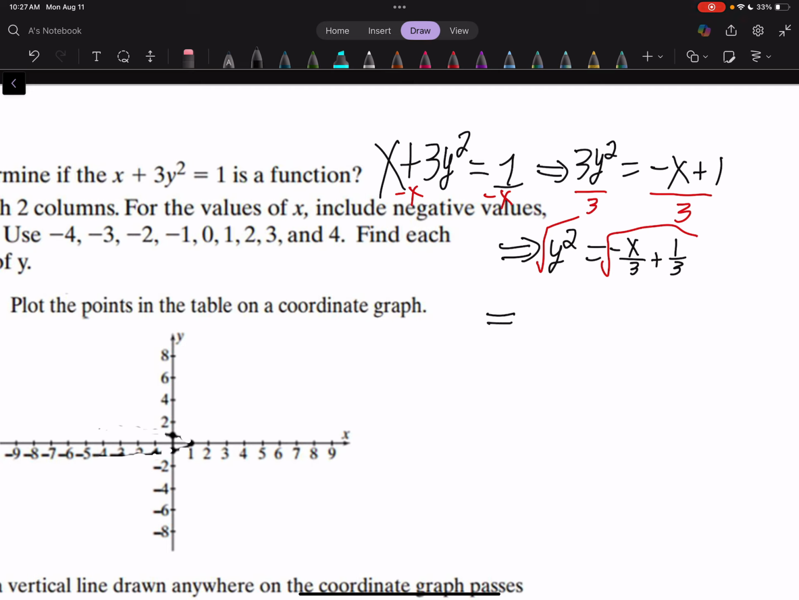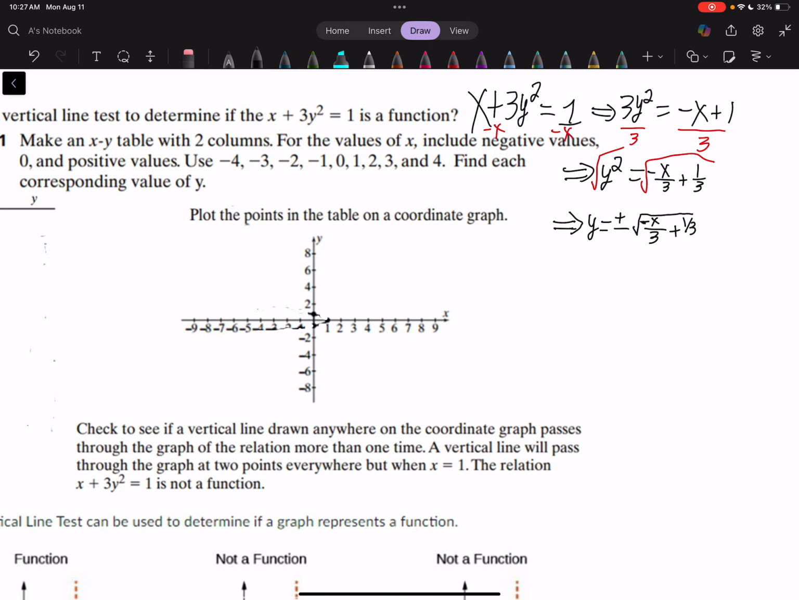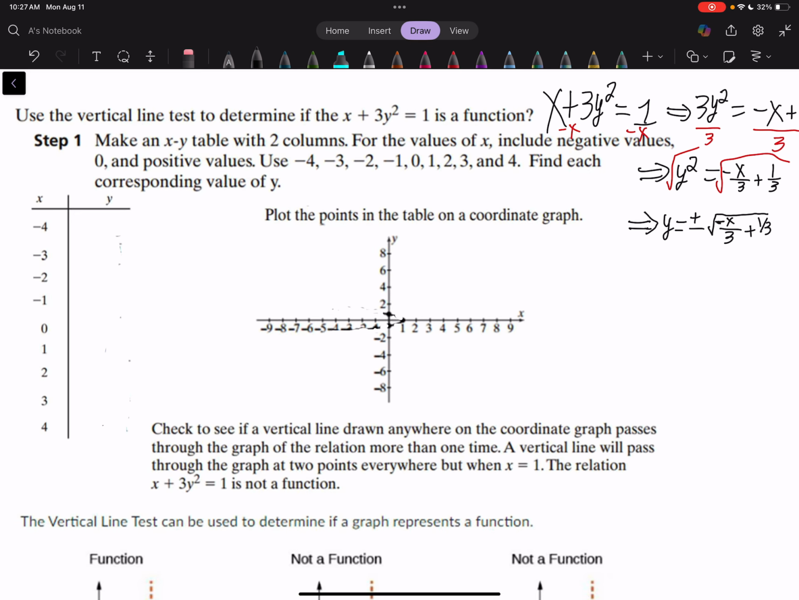Make sure, it is absolutely imperative, when you take the square root to solve for y squared, I need to add in a plus or minus sign in front of my radical on the right. So I have plus or minus the square root of negative x over 3 plus 1/3. There is my function. I can graph it.